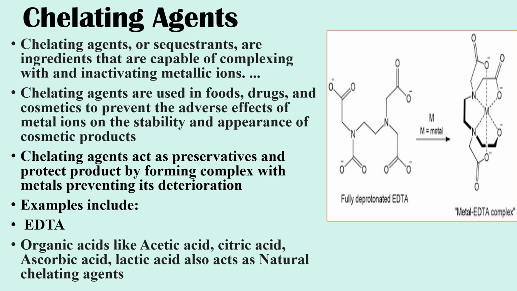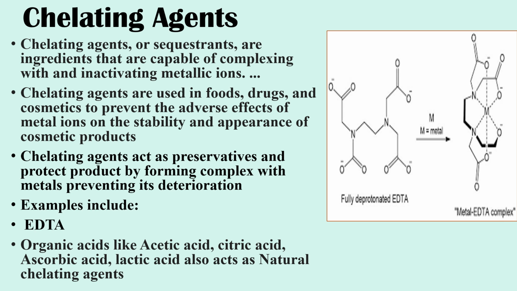Now comes the chelating agent. What are these chelating agents? Chelating agents, also called sequestrants, are ingredients capable of forming complexes with and inactivating metal ions. So if there are metal ions present in your preparation or in the environment, the chelating agent will chelate them and prevent the metal ions from interacting with your compound or drug. Chelates are used in foods, drugs and cosmetics to prevent adverse effects of metal ions on stability and appearance.